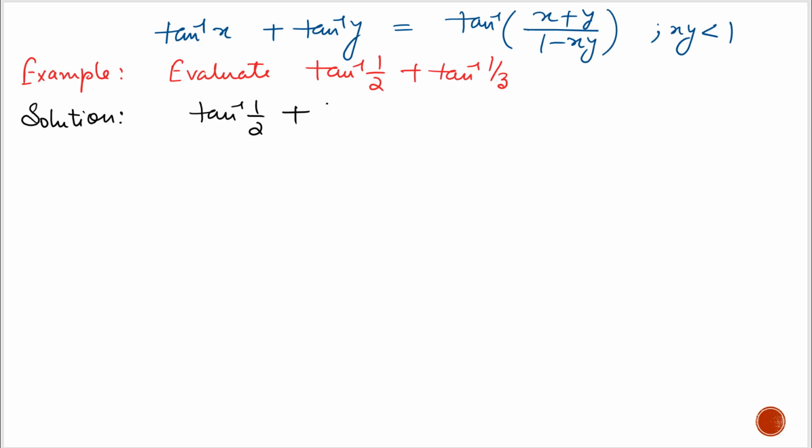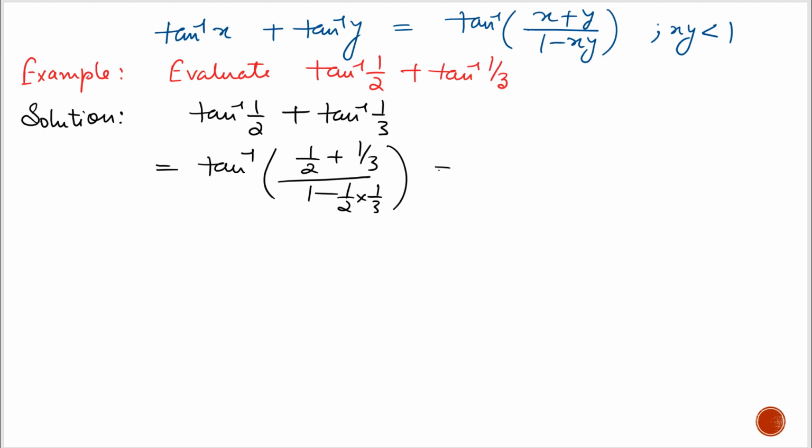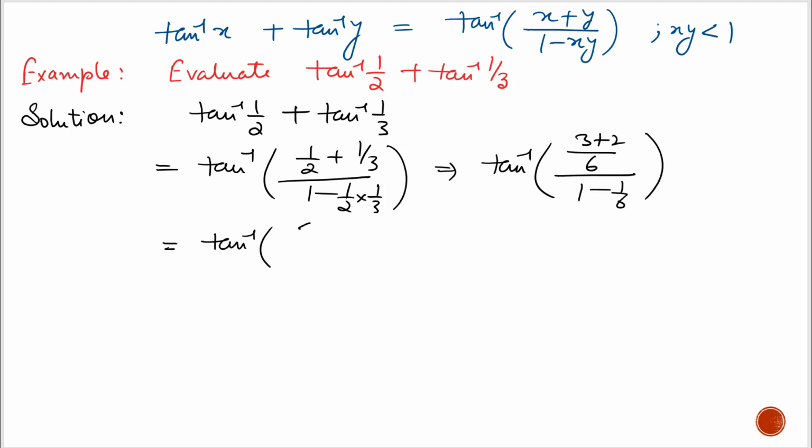So now tan inverse 1 by 2 plus tan inverse 1 by 3 equals tan inverse of 1 by 2 plus 1 by 3 whole divided by 1 minus 1 by 2 into 1 by 3, which equals tan inverse. In the numerator we take LCM 6, which is 3 plus 2, and denominator 1 minus 1 by 6. So the answer is tan inverse 5 by 6 upon 5 by 6, which equals tan inverse 1. And the value of tan is 1 at pi by 4.